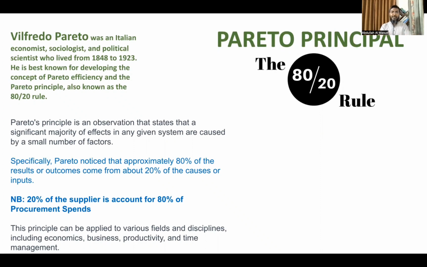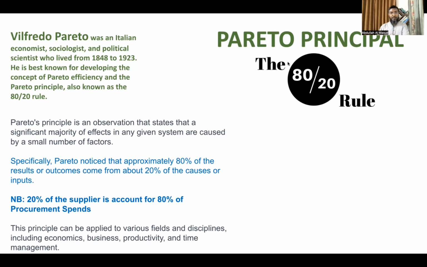He's basically an Italian economist, sociologist, and political scientist who evaluated his country's wealth scenario and found that 80% of the country's wealth is captured by 20% of the people. On that very basis, he developed this Pareto principle, which applies to almost anything and everything.